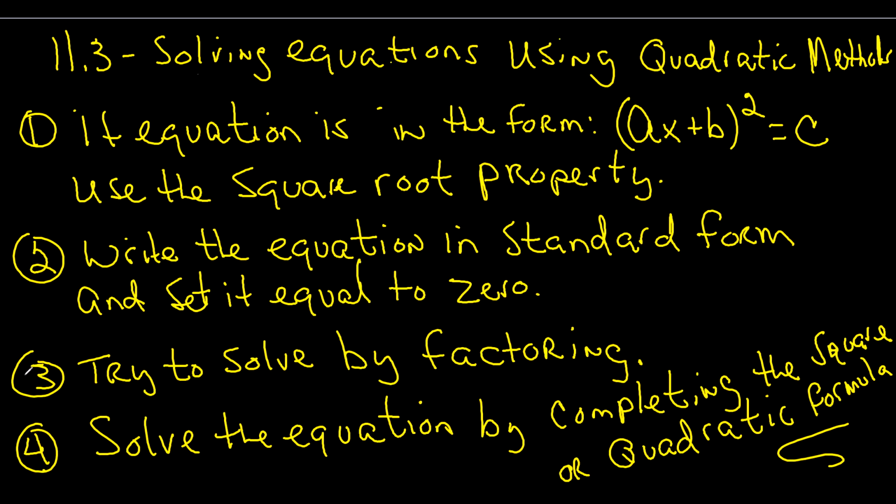Number three, try to solve by general factoring that we learned in chapter 6. Lots of times you can just factor it the way we know, depending on if the lead coefficient is 1 or not 1. And number 4 is solve the equation by completing the square or the quadratic formula, which you can use to solve any quadratic equation.